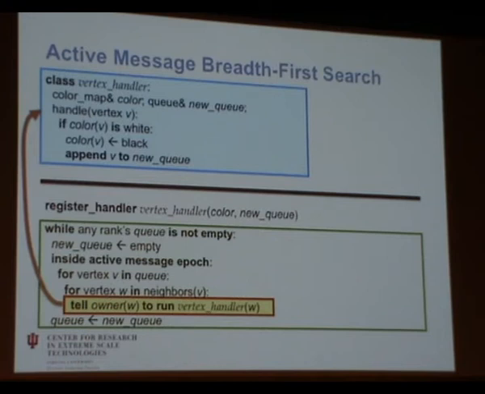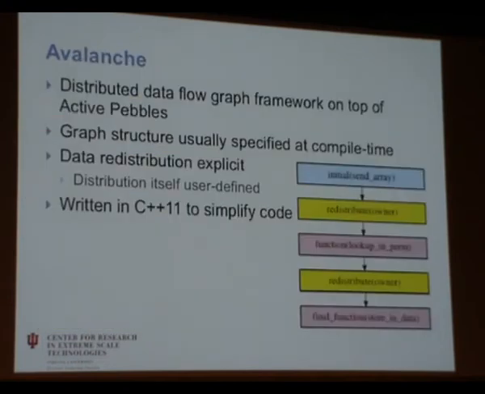And so in order to deal with these issues, we've created the Avalanche system, which is a distributed data flow graph framework on top of Active Pebbles. Now, this is loosely inspired by TBB Flow, and you'll notice some of the names will be similar. But it's very different in terms of the semantics, in that here graphs are mostly specified at compile time. And it supports distributed memory with explicit data redistribution. And all of the Active Pebbles, the user-defined data distributions, routing, reductions, and so on can be used.